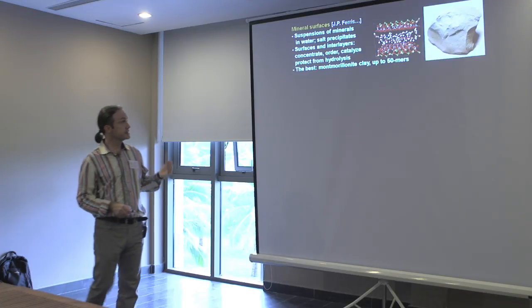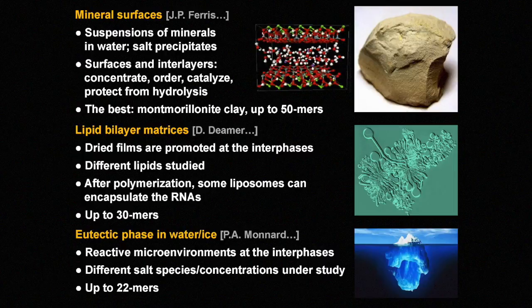Among mineral surfaces, this is the seminal work of Jim Ferris and others. They use suspensions of minerals in water or salt precipitates. Some of them have these surfaces and interlayers, like the primordial pizza and lasagna, as I told you, that are able to concentrate, order, and catalyze the formation of RNA chains and also to protect the chains from hydrolysis. The best up to now is montmorillonite clay.